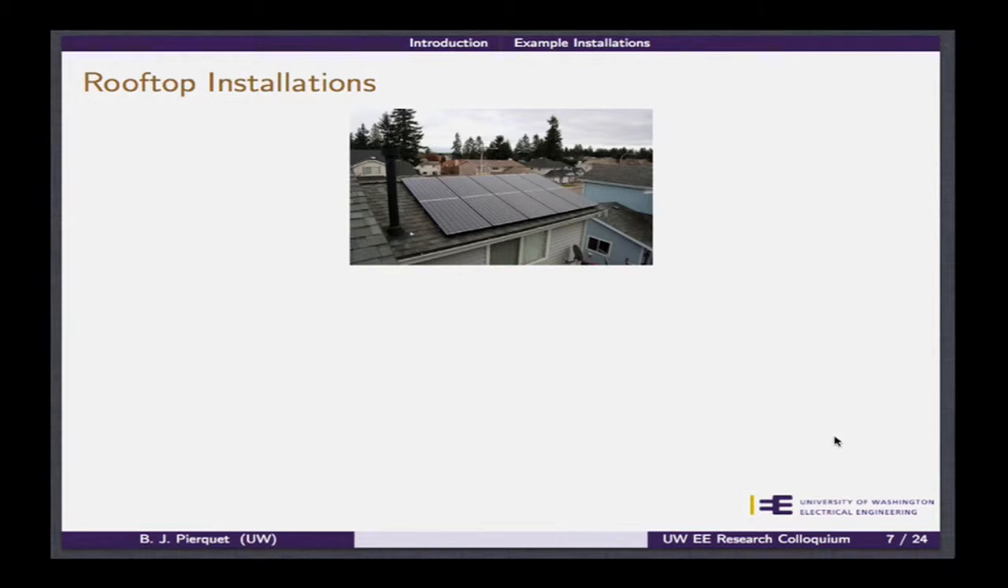So I'm just going to give you a few photos of what these typical installations look like. You've probably seen some of these. This is simply a rooftop installation. Each one of those modules is probably 200 watts. So with 10 of them, you're looking at just single-digit kilowatts. It's not a lot of energy, but it's also a very small home.